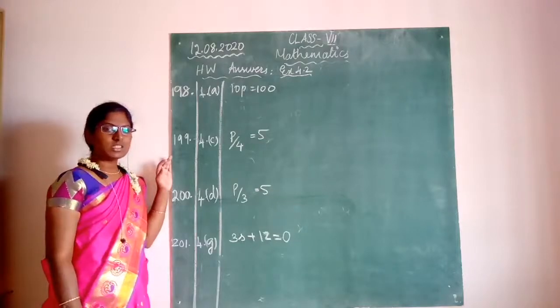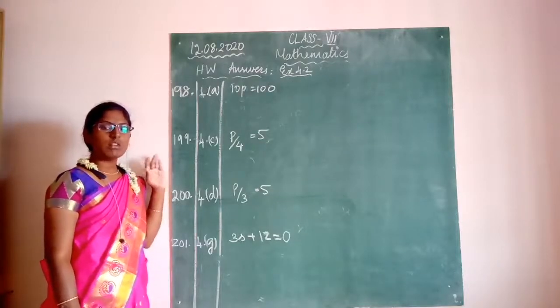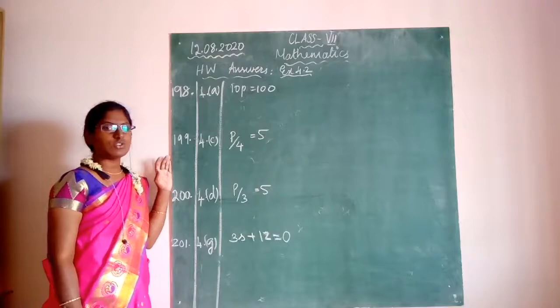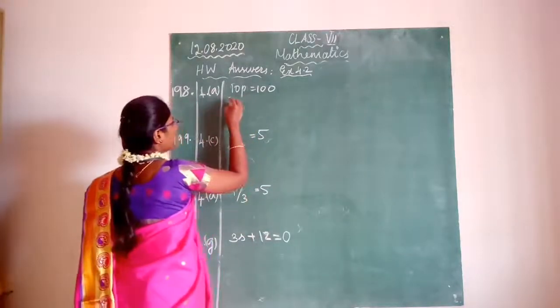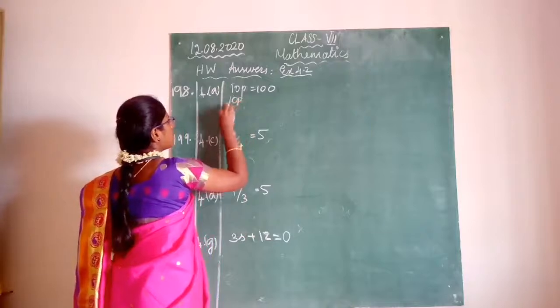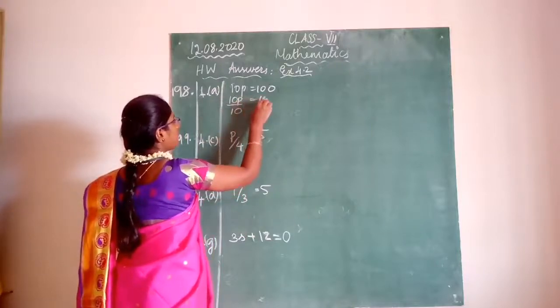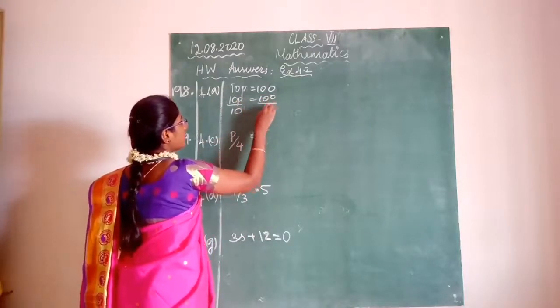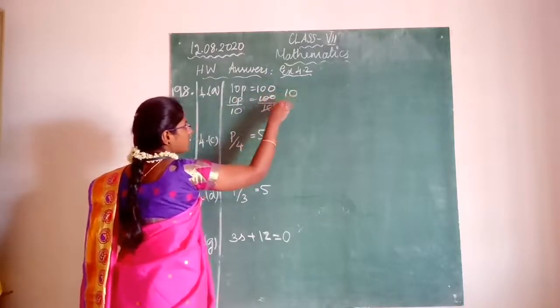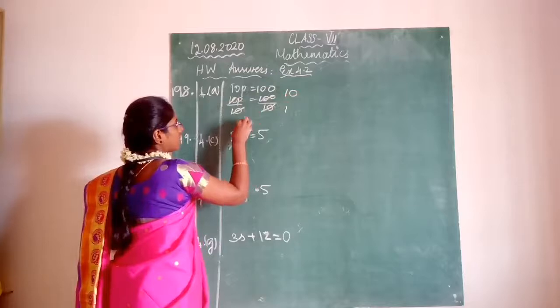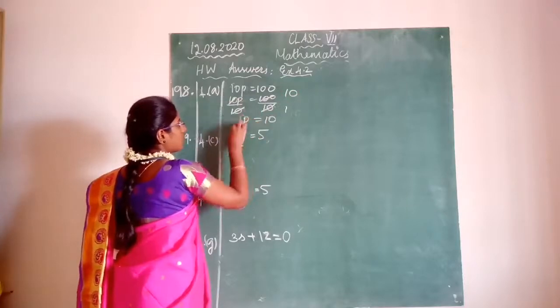Look at the fourth question. Here we have to solve the given equation and we have to find the solution of the given variable. Okay. So here what you will do, 10p by 10 is equal to 100 by 10. So 10 and 100 will get cancelled. 10 tens are 100. 10 will get cancelled. So at last p is equal to 10.